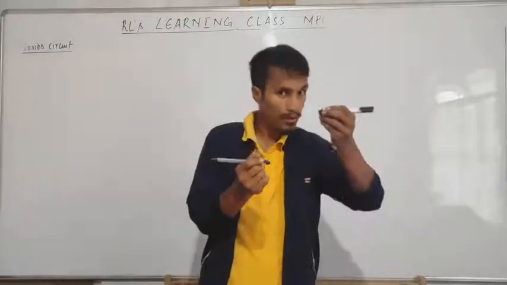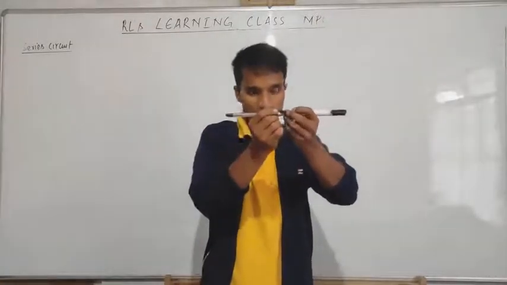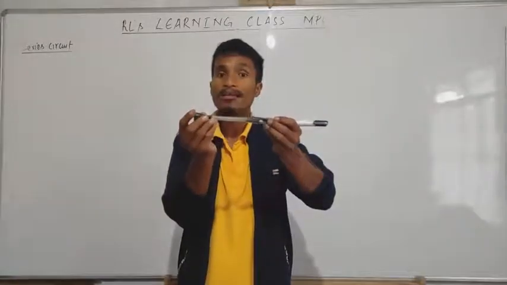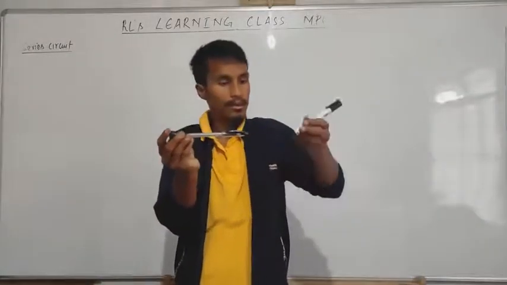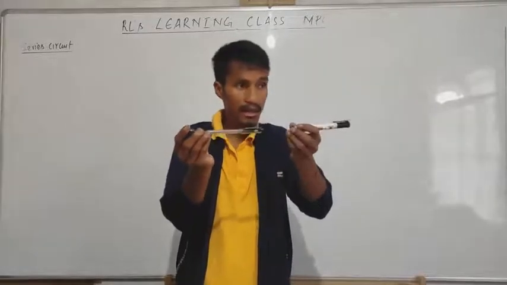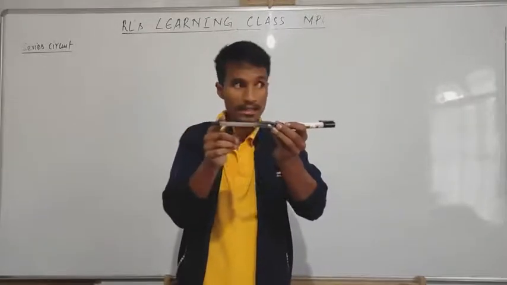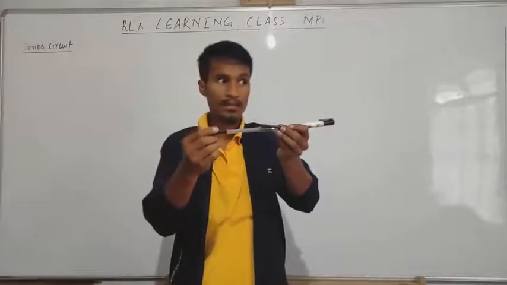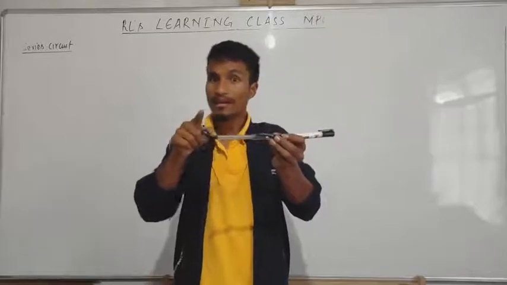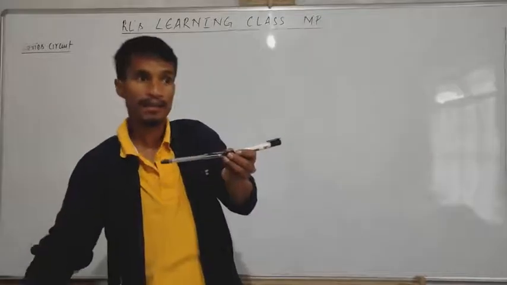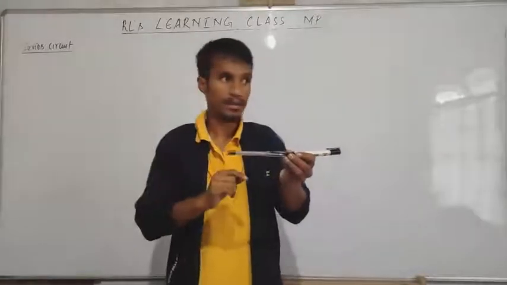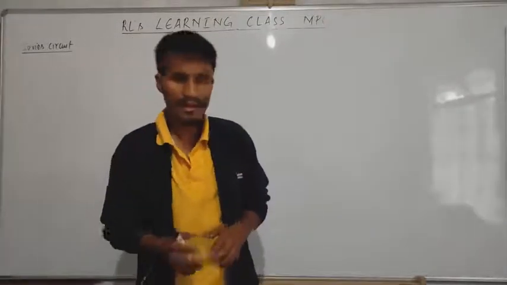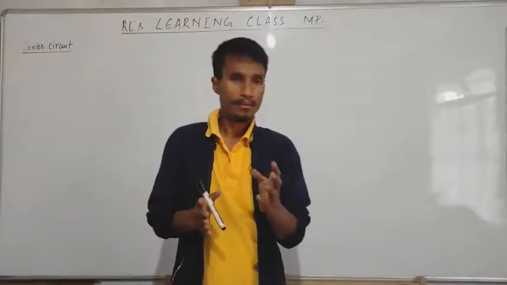For example, this is one resistor, then again this is another resistor, then again this is another resistor, connected end to end. It means the tail of this resistor is connected to the head of this resistor, and the tail of this resistor is connected to the head of this resistor. All resistors are connected end to end in such a way that they form a closed circuit. Then that is called series.